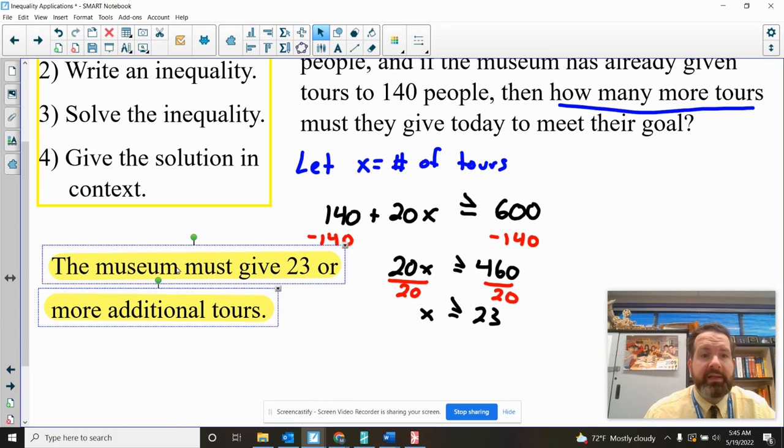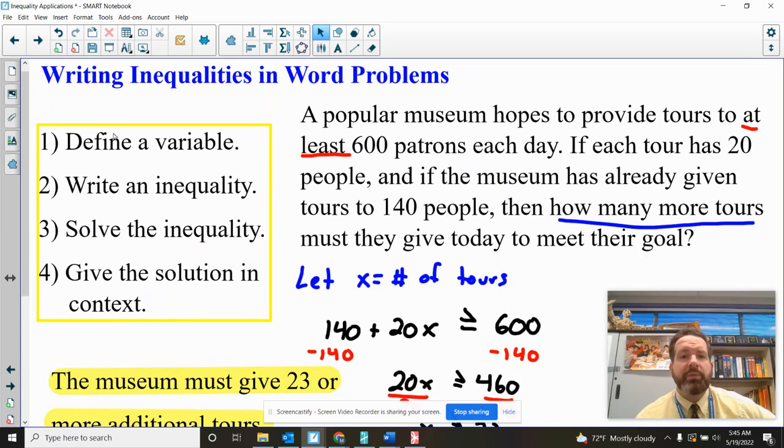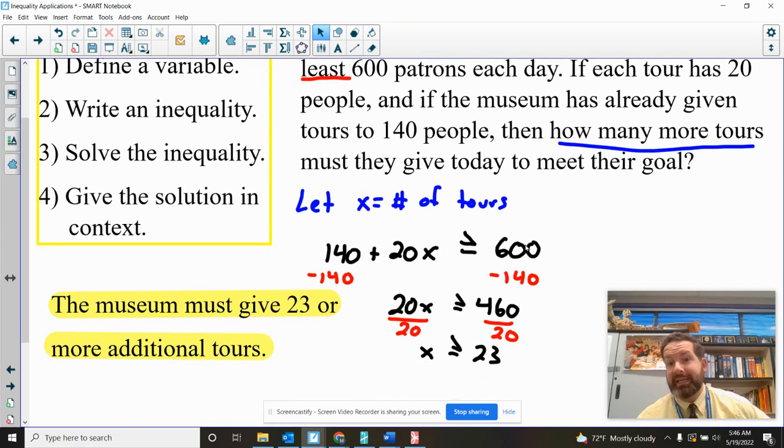So let's take care of a recap. When you're given a situation with words, start by seeing what it is you're trying to find. Define that as your variable. Use that variable along with the information from the problem to write an inequality. Then solve it using the steps that we practiced in earlier parts of the lessons. And when you're finished, put the solution back into words.